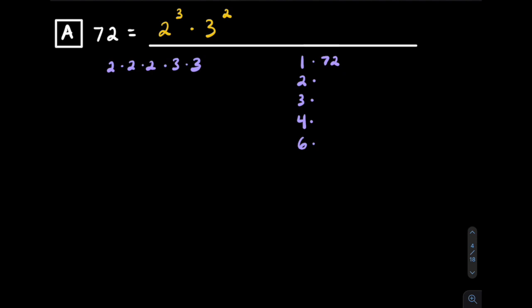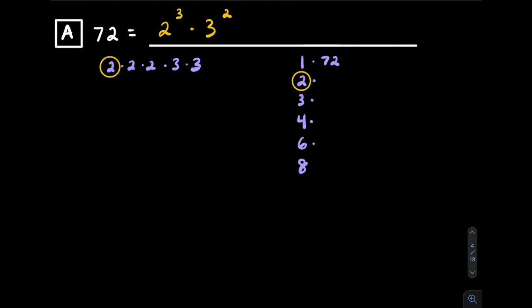What about 7? Well, 7's a prime number, and if it was a factor, it would be on this prime factorization list. What about 8? We don't see an 8, but can we get 8 through multiplication? Turns out if you multiply these 3 2's together, you do get 8. 8 is a factor of 72.